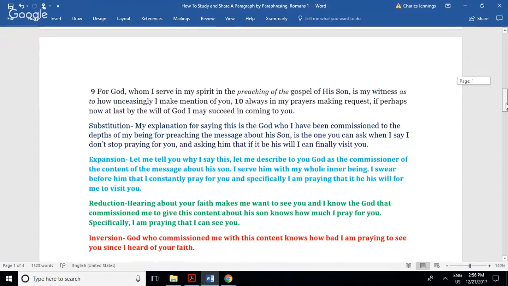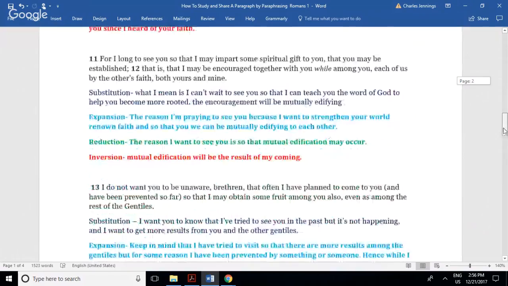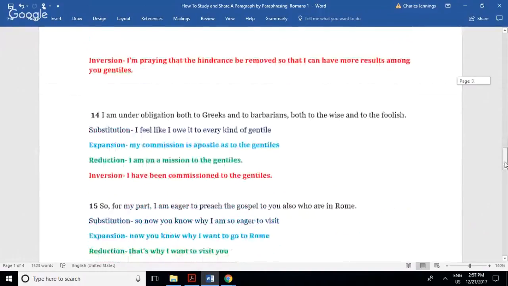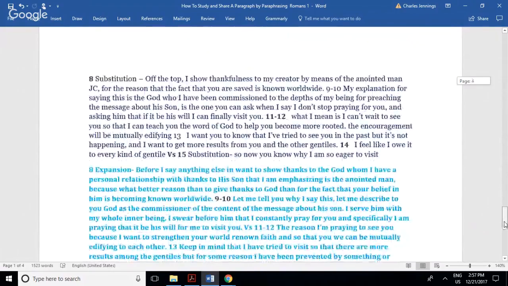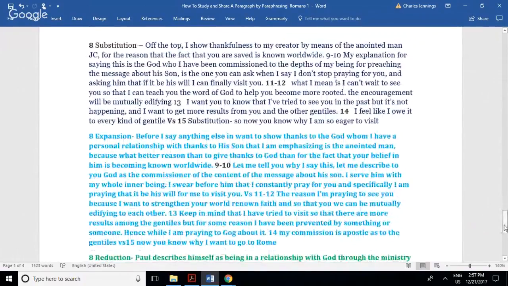Okay, and you can see I've done this with all the passage. Now, what you can do after you've done this at all the different levels is put them all together. So let's read the same passage except using the substitution method.